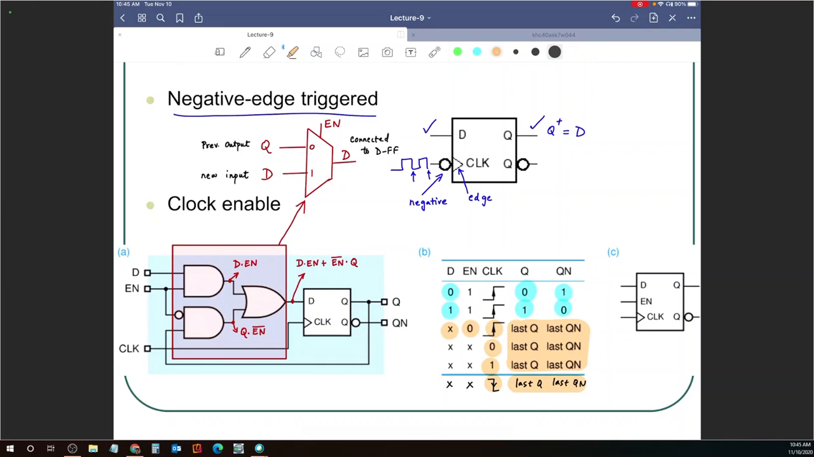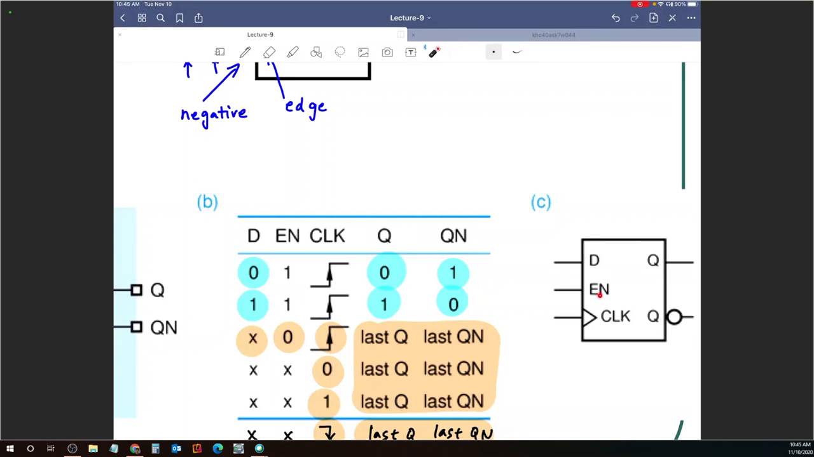And that additional input is included in the symbol using this EN input. So D is your data input. It's a positive edge triggered design. Q is your output of the D flip-flop in true form. Qn is your output of the flip-flop in the complemented form. All right, questions about this?